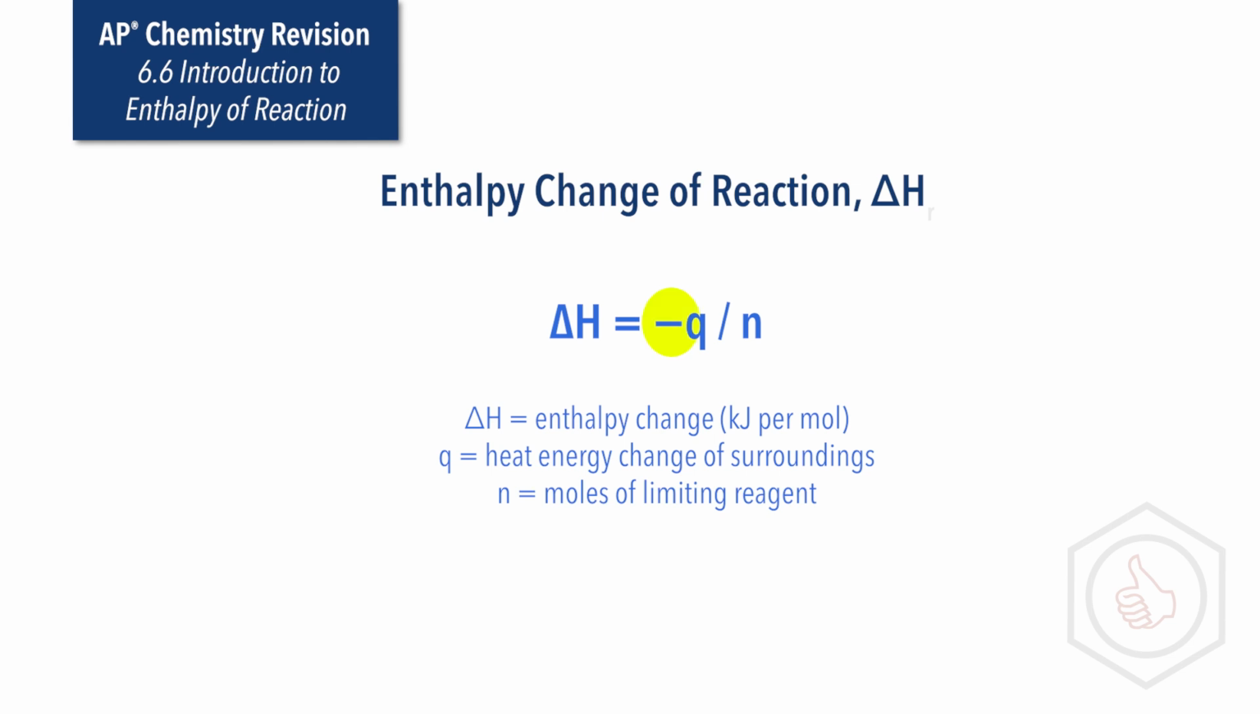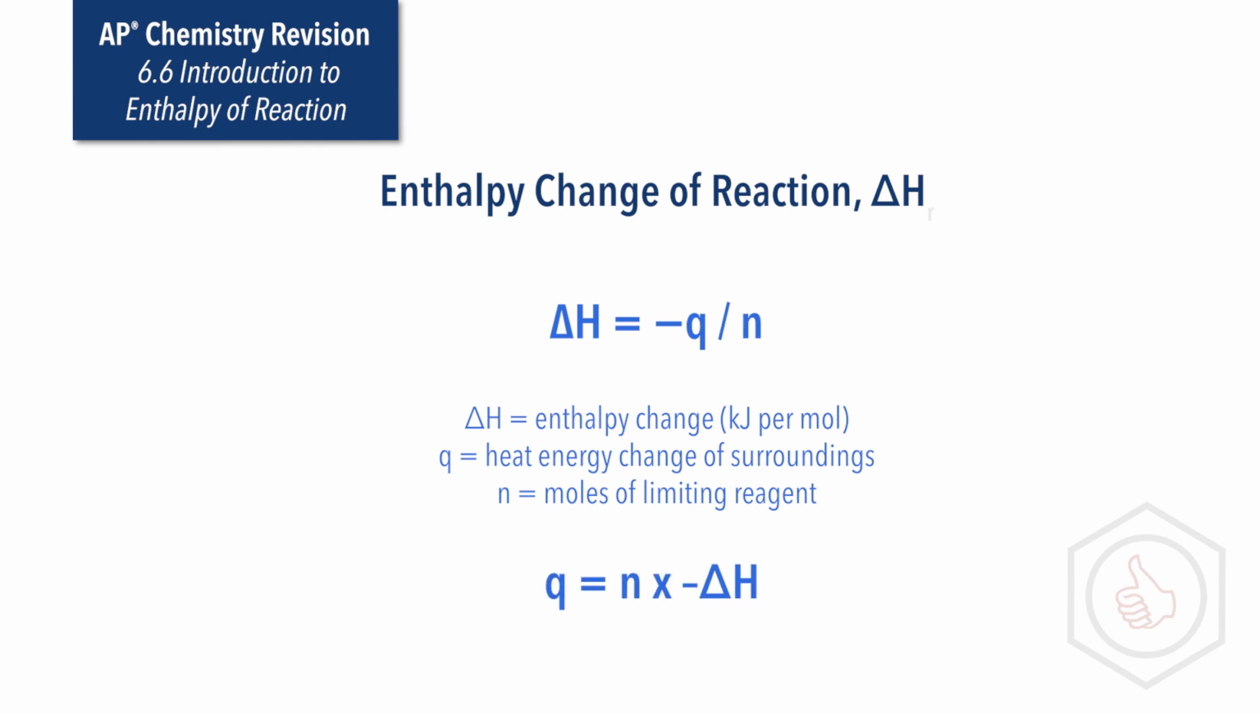The negative sign included in the equation accounts for the fact that Q measures the heat gained or lost by the surroundings, whereas delta H refers to the energy change of the system. Now, if Q is positive, so the surroundings gain heat, the system has released energy, so delta H must be negative. And equally, if Q is negative, so the surroundings have lost heat, the system must have gained energy, so delta H is positive. You can also rearrange this formula to calculate Q if delta H and n are known, where Q equals n times negative delta H.